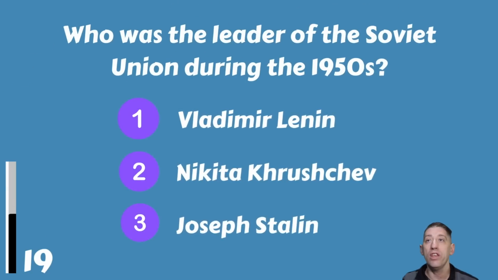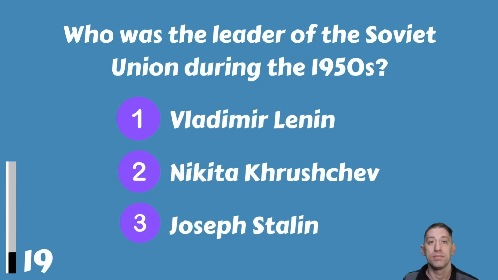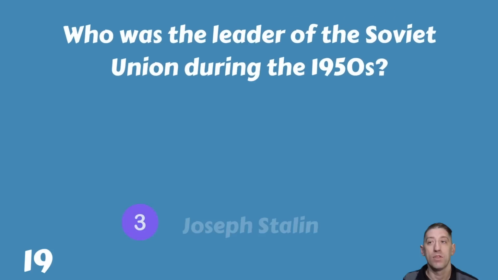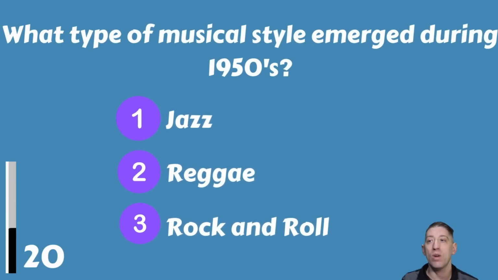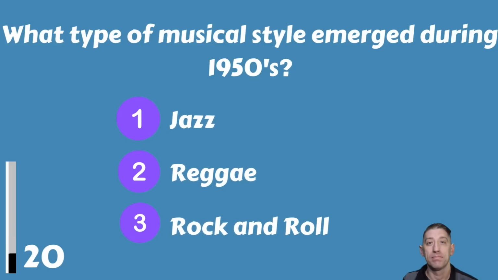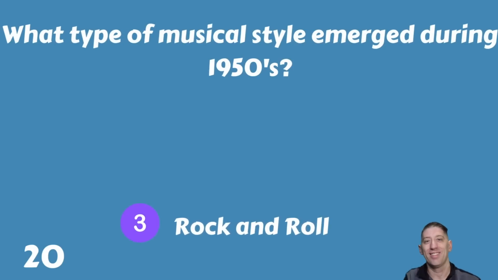Who was the leader of the Soviet Union during the 1950s? Vladimir Lenin, Nikita Khrushchev, or Joseph Stalin? Joseph Stalin. What type of musical style emerged during the 1950s? Jazz, reggae, or rock and roll? Rock and roll!